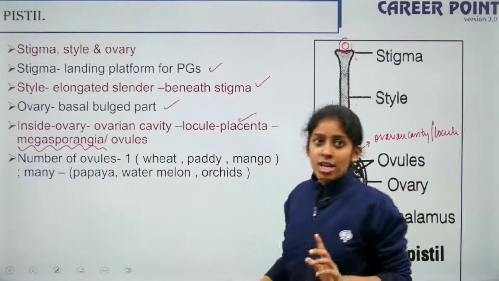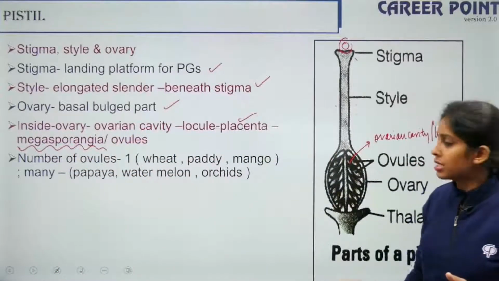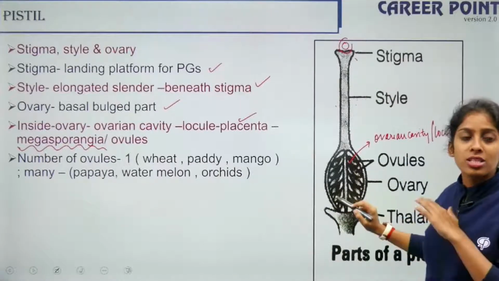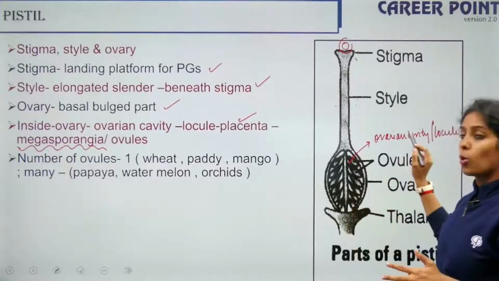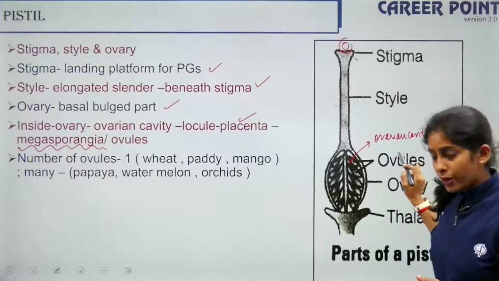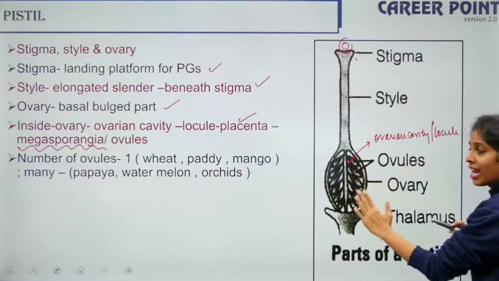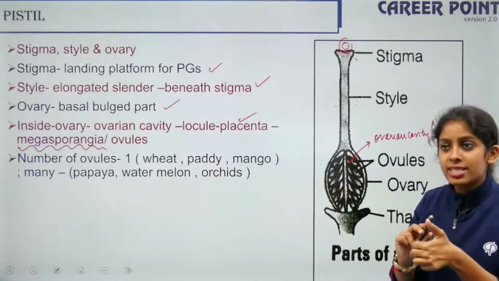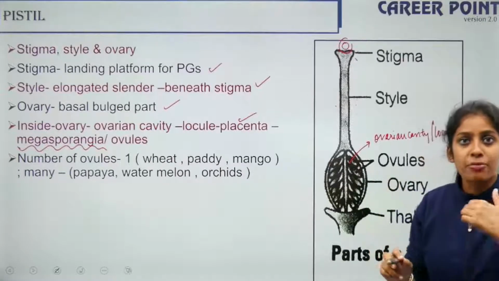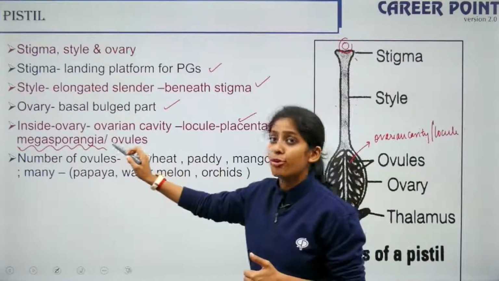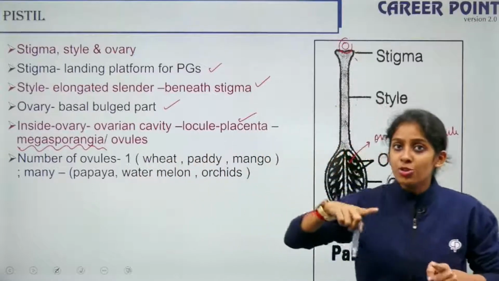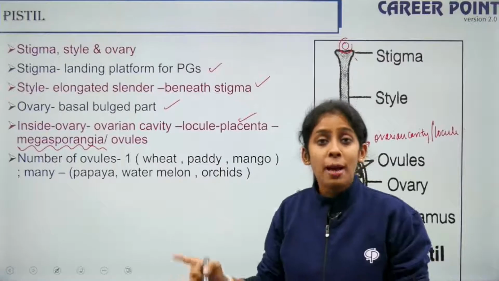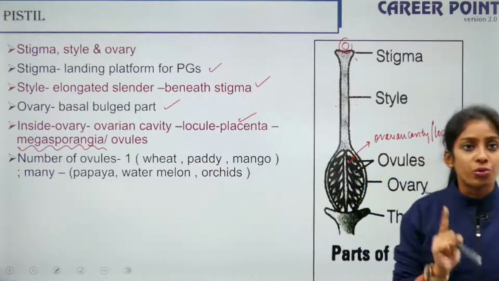Once again, you have 3 parts of your pistil: stigma, style and ovary. The space inside the ovary is called the ovarian cavity or the locule. Inside the ovarian cavity, you have a cushion shaped structure, the placenta. This placenta is attached with ovules and the ovules are called megasporangia. Microsporangia are the pollen sacs. Megasporangium is the ovule.